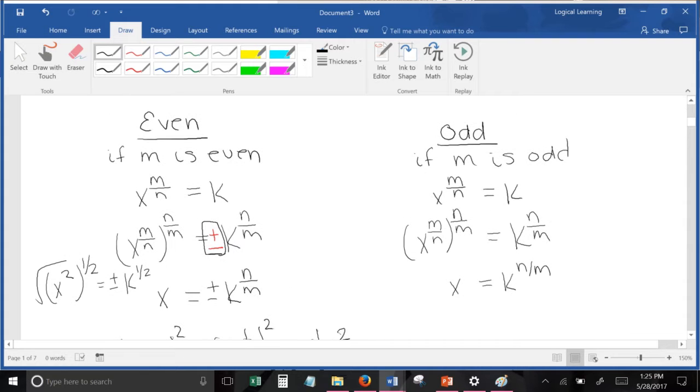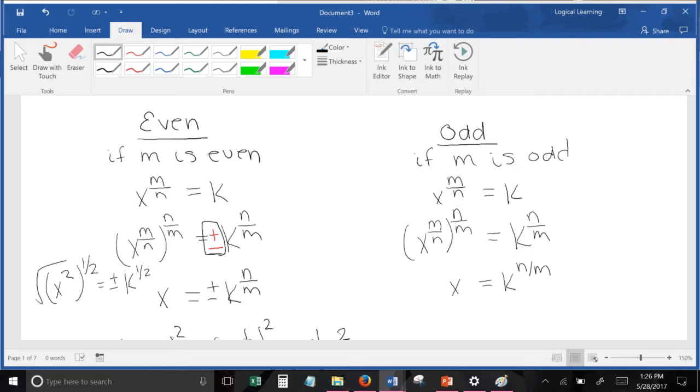So if m is even, we need to think of positive and negative. If m is odd, we don't have to worry about that, because say cubed, if we have a negative cubed, it'll be a negative times a negative times a negative. The two negatives will make a positive, and the positive times the negative will again make a negative. So we will end up with the same sign that we started with.